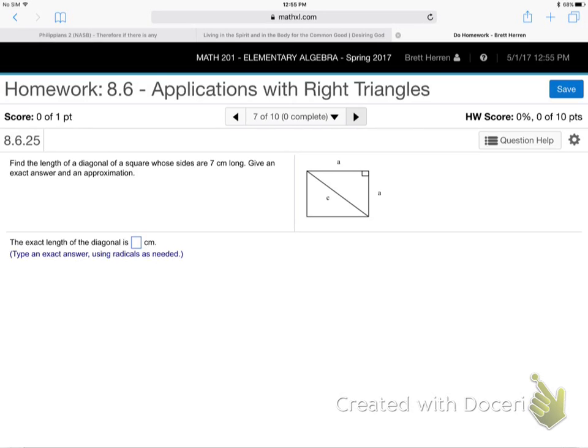Okay, find the length of a diagonal of a square whose sides are 7 long. Okay, so they got it. So try that one. Yeah, that's a good question. That does end up on the test sometimes. It might be on the next test. I don't remember exactly. See if those words make some sense for you.